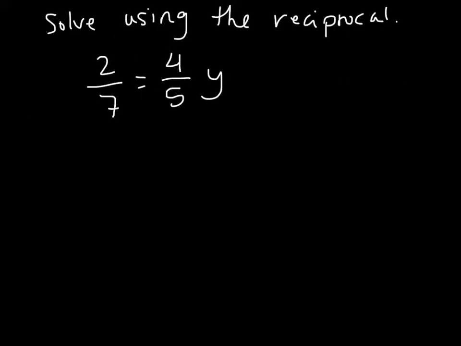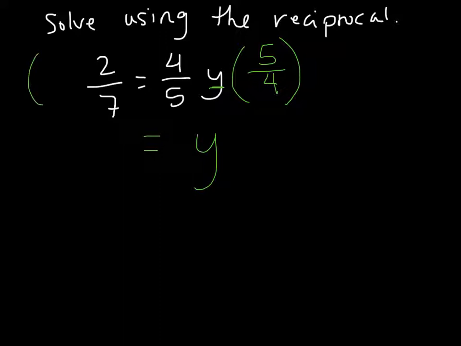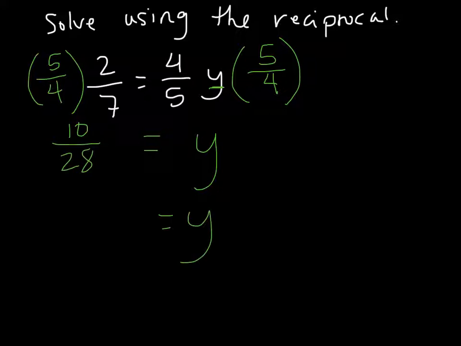Another way that I can solve is by using the reciprocal when I'm dealing with fractions. So if I have 4/5 y, y is my variable, and I'm multiplying it by 4/5. But remember that multiplicative inverse property, that says if I multiply this by the reciprocal, then 4/5 times 5/4 equals 1, and 1y is the same as just writing y. So I'm going to multiply both sides by that reciprocal, and I have 10 over 28, and then I'm going to simplify that and put 5 over 14.